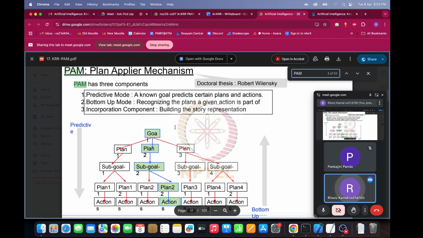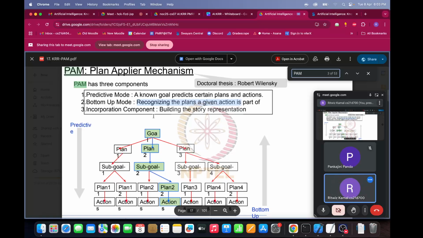So I'll give you a hint. If you go to the lecture slides on PAM, you'll find these three components of PAM written over there, right? PAM has three components: the predictive mode, the bottom up mode, and the incorporation component mode. In the predictive mode, a known goal predicts certain plans and actions, and in the bottom up mode, we recognize the plans a given action is a part of, right?